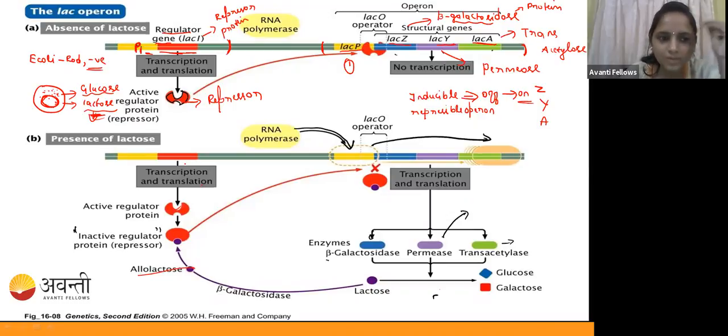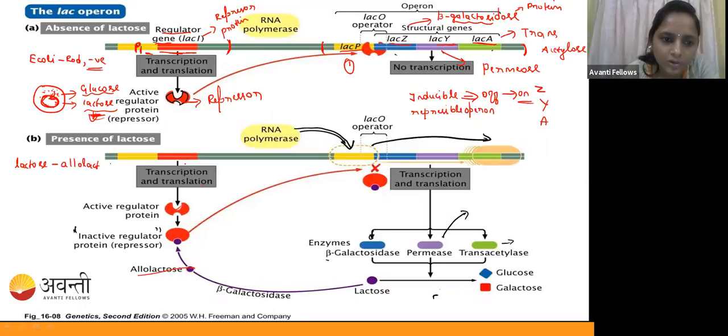Now this permease is going to help the lactose come inside the bacteria. Now that the lactose has come inside the bacteria, what will happen? The lactose is converted into allolactose.